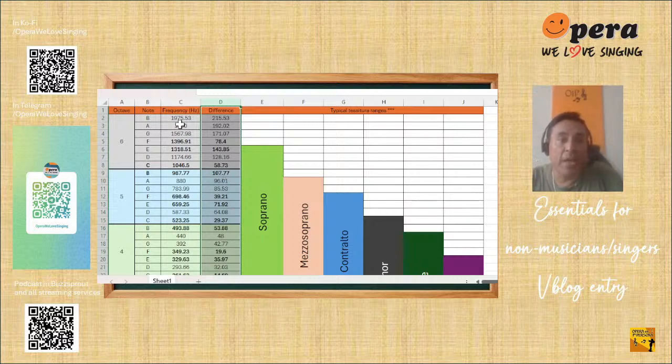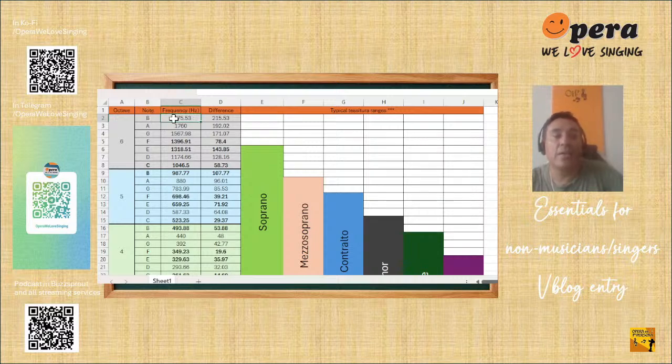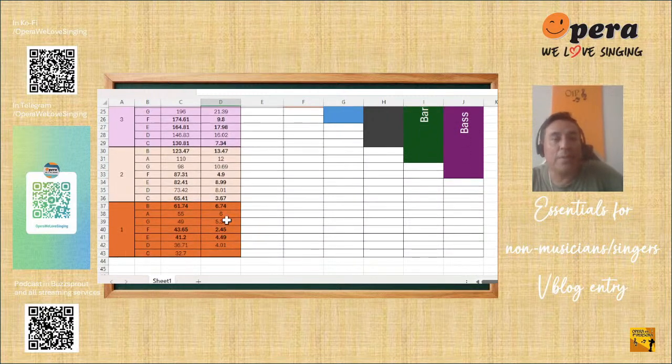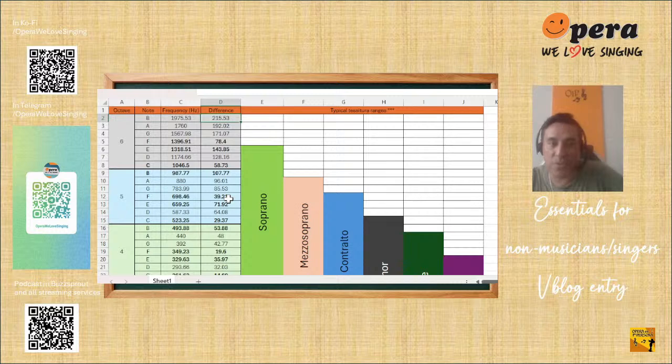What I have done is that to the actual note, let's start with the B6, the C6, you are subtracting the previous note. That means the La. And so that gives you the difference. Because if you notice, the difference between each of the notes keeps growing. That means that the notes and the difference among each of the notes is not constant.